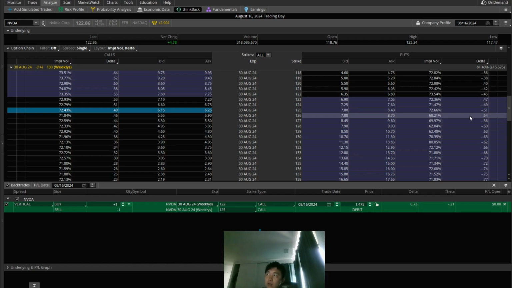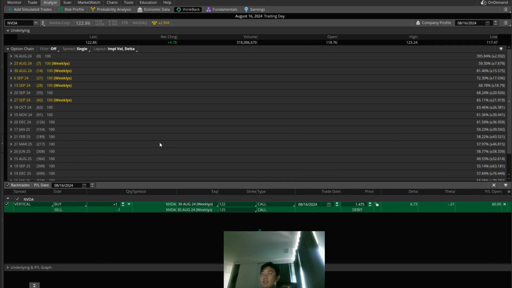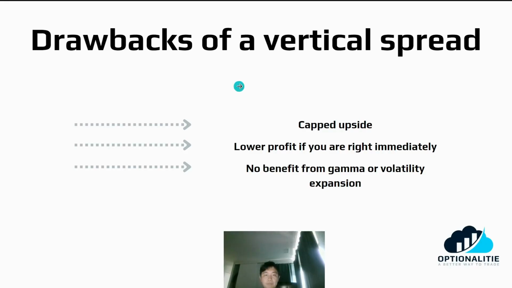I like to keep my short in front of any announcement, and if I were to be long anything, I want it to be after the announcement so that it retains its value really well, and I get the off chance that if I was wrong, the earnings or the announcement can bail me out and have an outsized move in my direction. So, you can really make not very much money if you're right immediately on a vertical spread, depending on the volatility and how far out the contracts are. And lastly, you get no benefit from gamma or volatility.